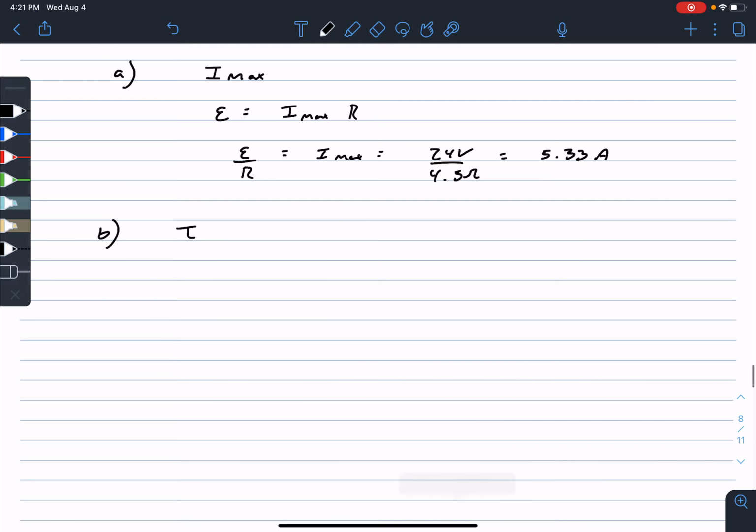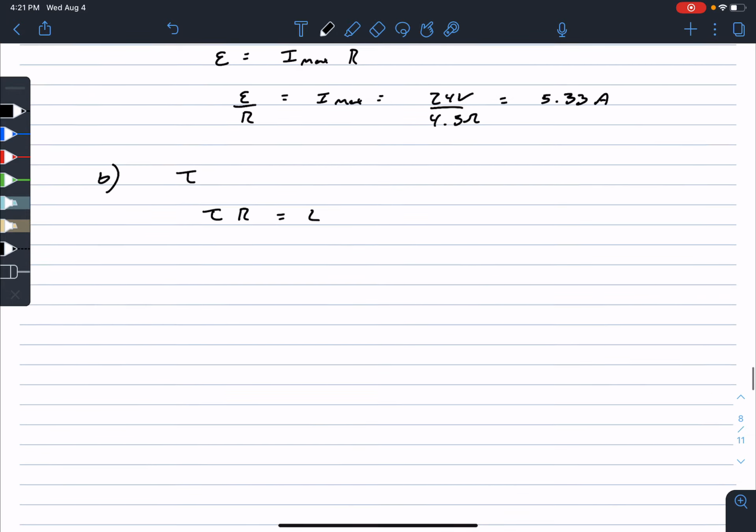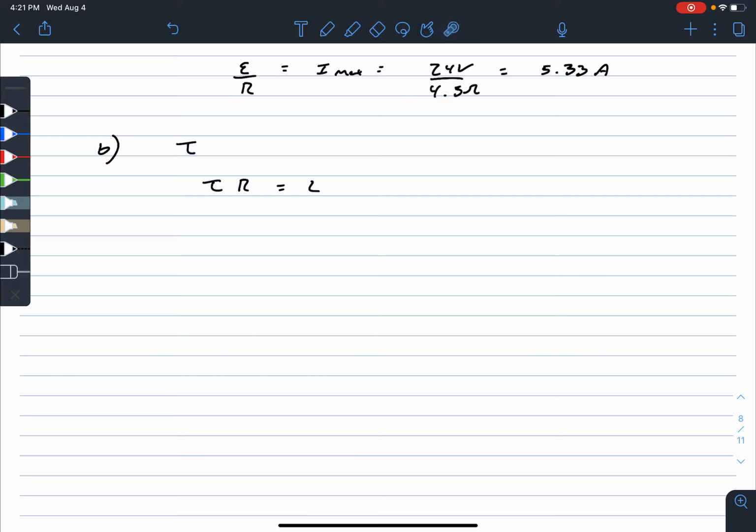Next we want to find the time constant. So we have this relationship: time constant times the resistance is equal to the inductance. We know L and we know R, so all we have to do is plug in. L over R is equal to 12 henries over 4.5 ohms, which is 2.67 seconds.